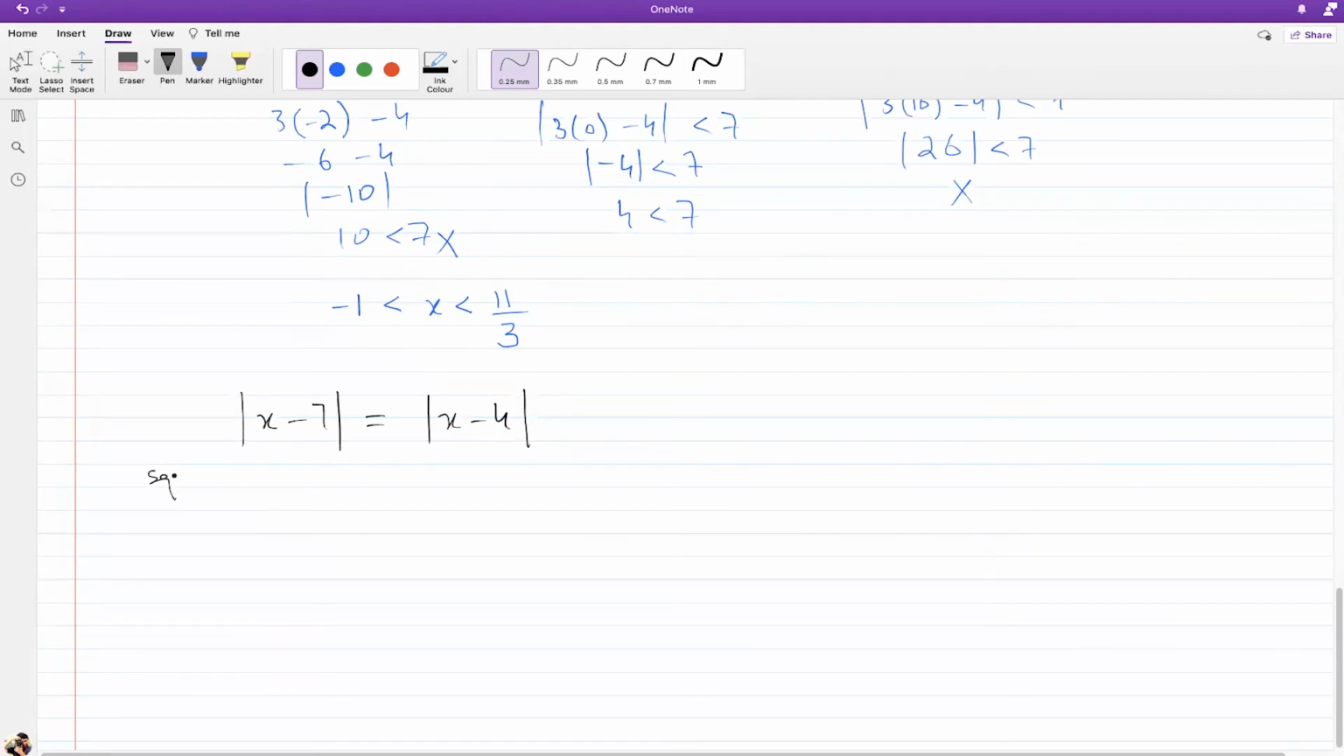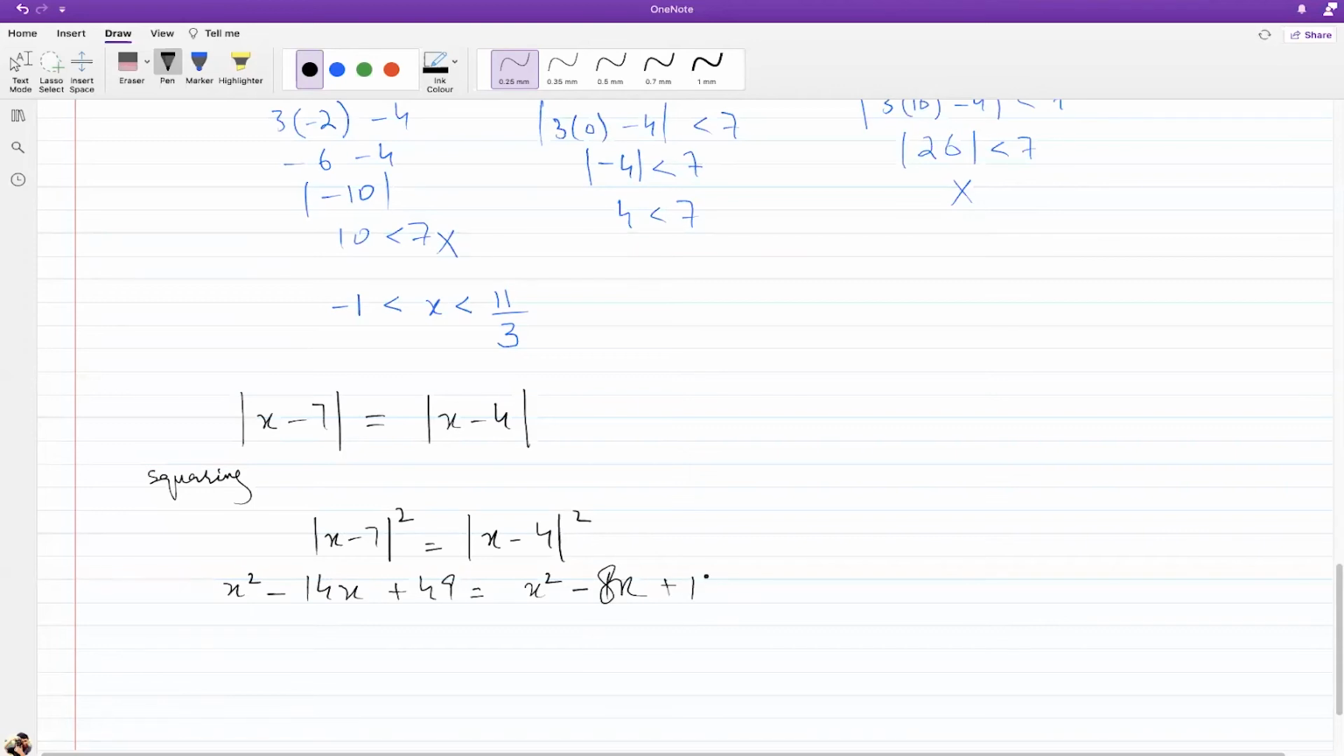Squaring method देखते हैं. Squaring method is really easy. You have x-7, square that. You have x-4, square that. You end up with, don't cancel the squares, please. Square root ना ले लेना, वापस शुरू में आ जाओगे. x squared minus 14x plus 49 equals x squared minus 8x plus 16. And then you know how to do it, right? You solve it. This x squared, obviously, cancels out.